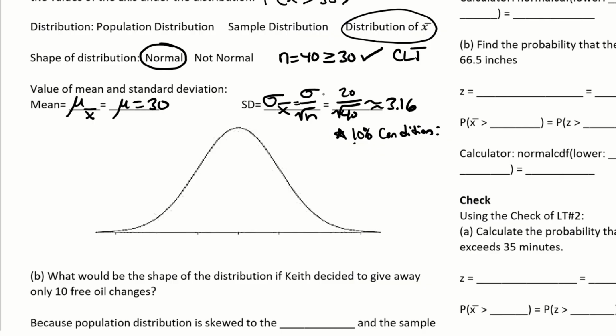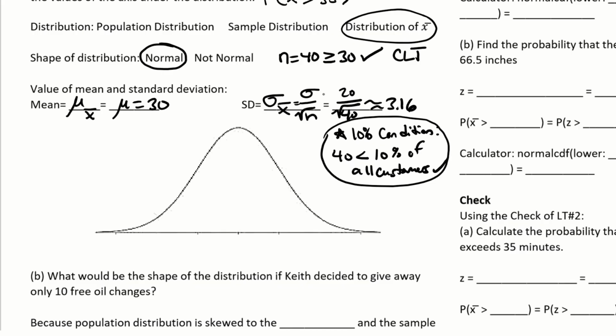So we want to keep that in mind. But most of the time in these problems with AP, it's going to satisfy that condition so that you can calculate it. All right, so here we got 40 people, which is less than 10% of all customers. That is very likely, very reasonable to assume. So it satisfies the 10% condition, therefore we can calculate that.